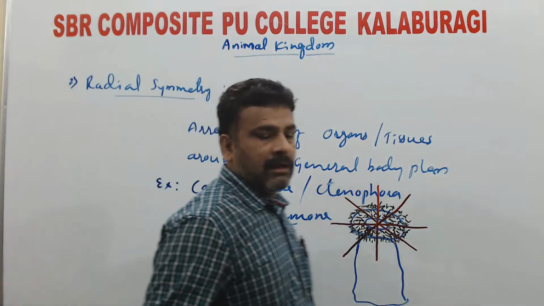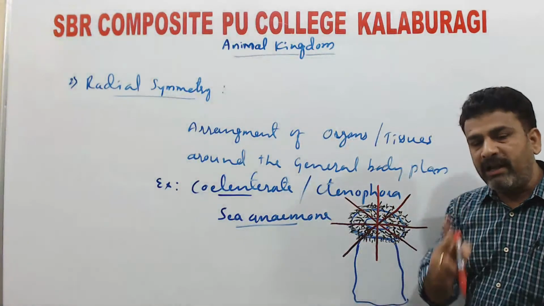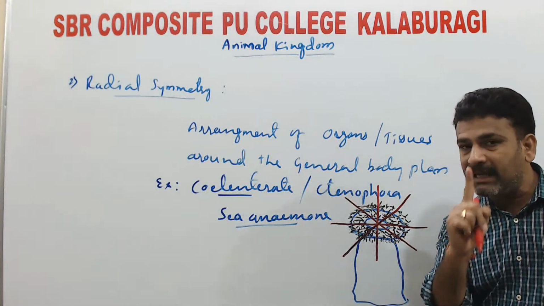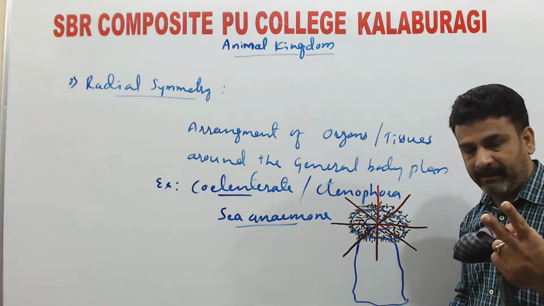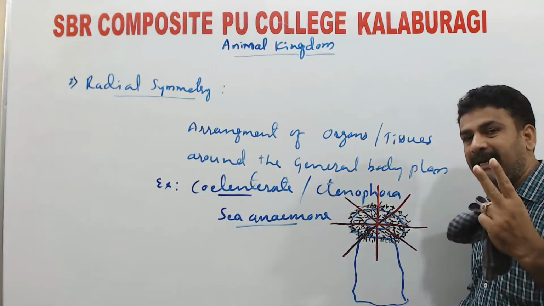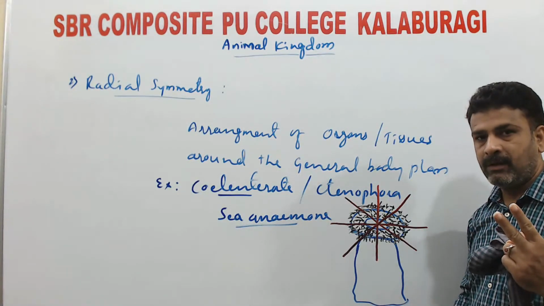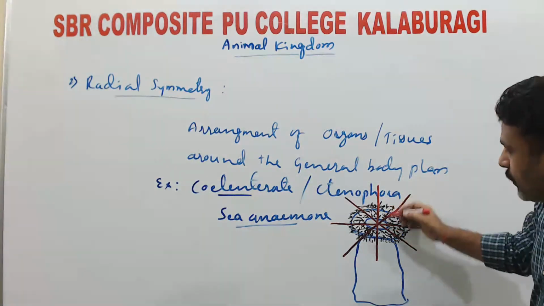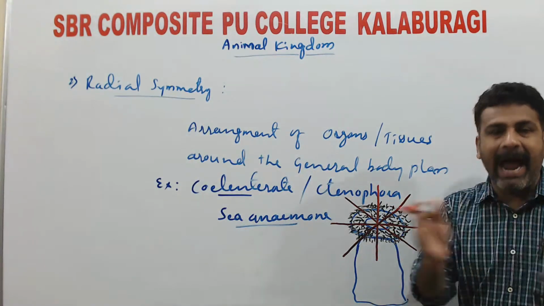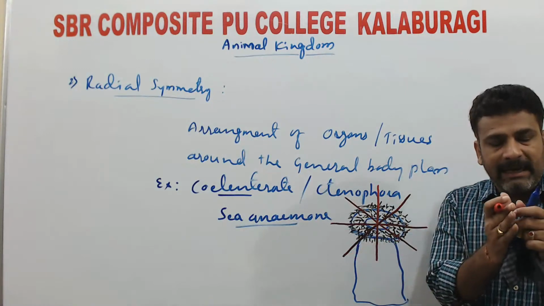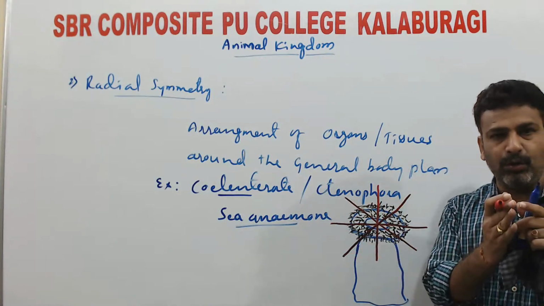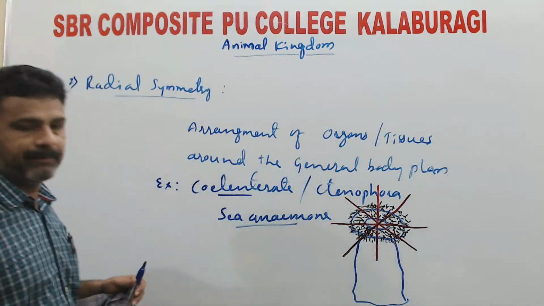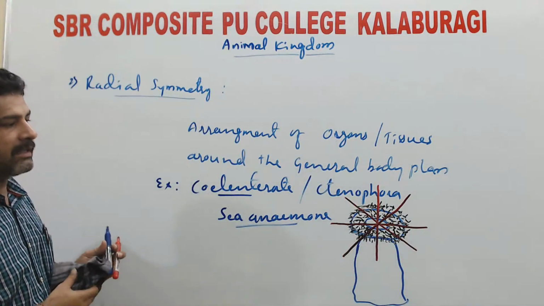Here we are going to cut the body of the organism in more than two planes, not in a single plane, more than two planes, passing through the central axis of the body, passing through the general body plan. So we are going to get the two equal halves, the mirror image halves, or two equal body parts. That is called radial symmetry.